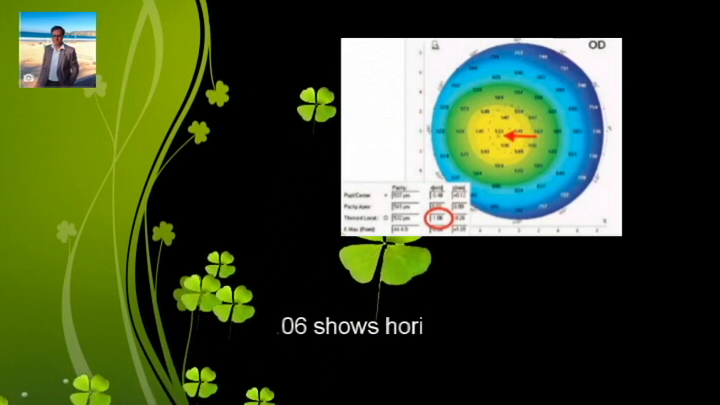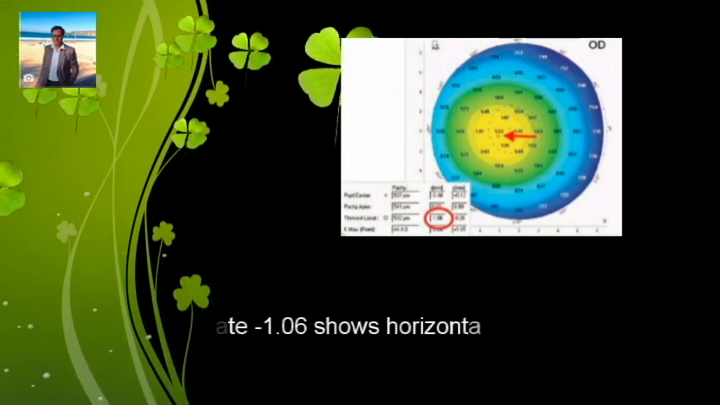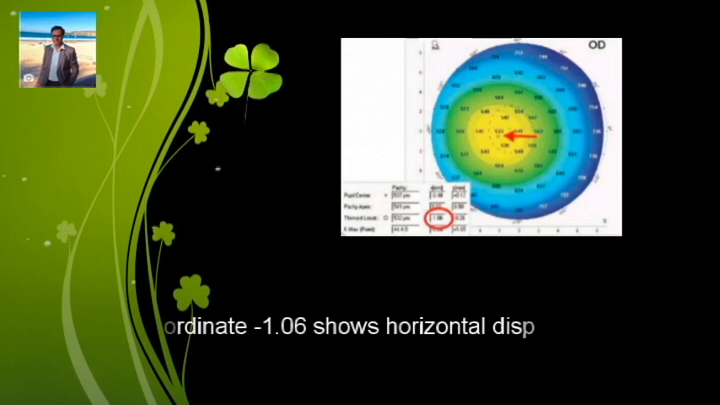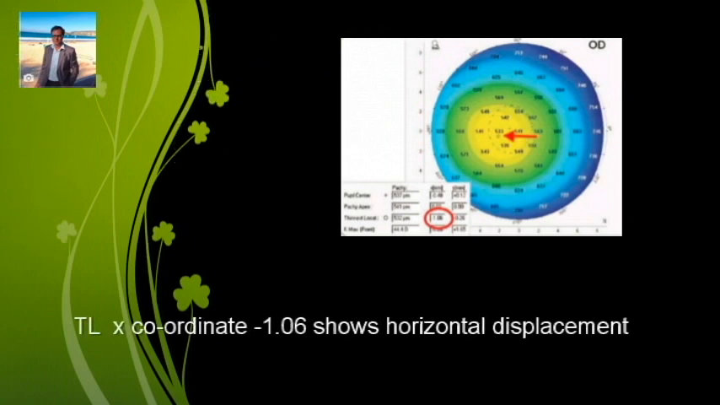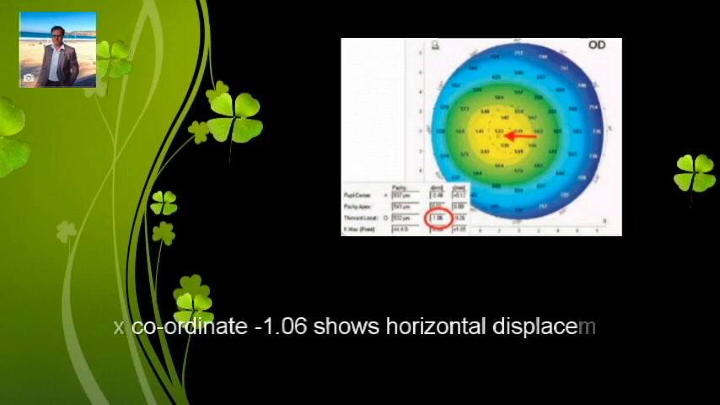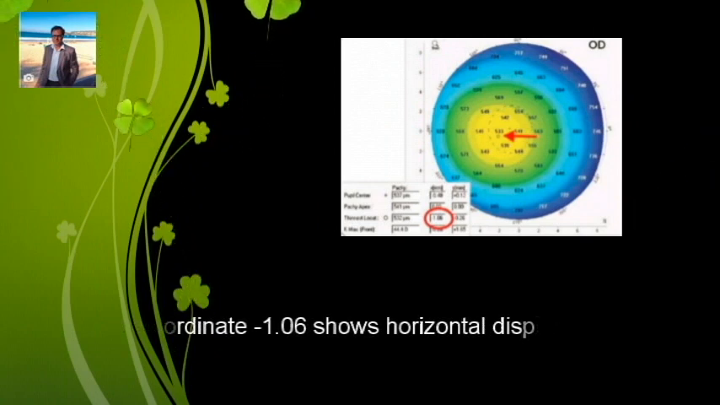Now in this example, you will see that the patient has the thinnest location x coordinate at minus 1.06, which is more than 0.5 or 500 microns, which shows that the thinnest location is horizontally displaced, and therefore this patient again is not a great candidate for multifocal implantation.